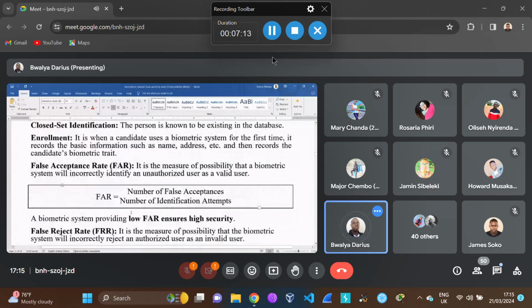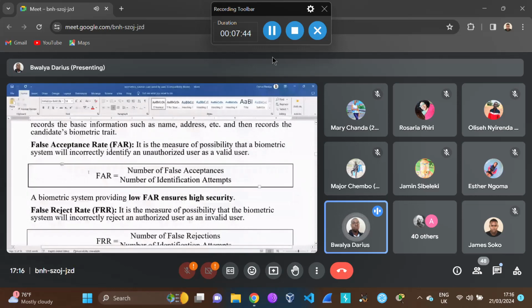Then we have the false acceptance rate. This is simply a measure of the possibility that a biometric sample will incorrectly identify an unauthorized user as a valid user. So that's the formula there.